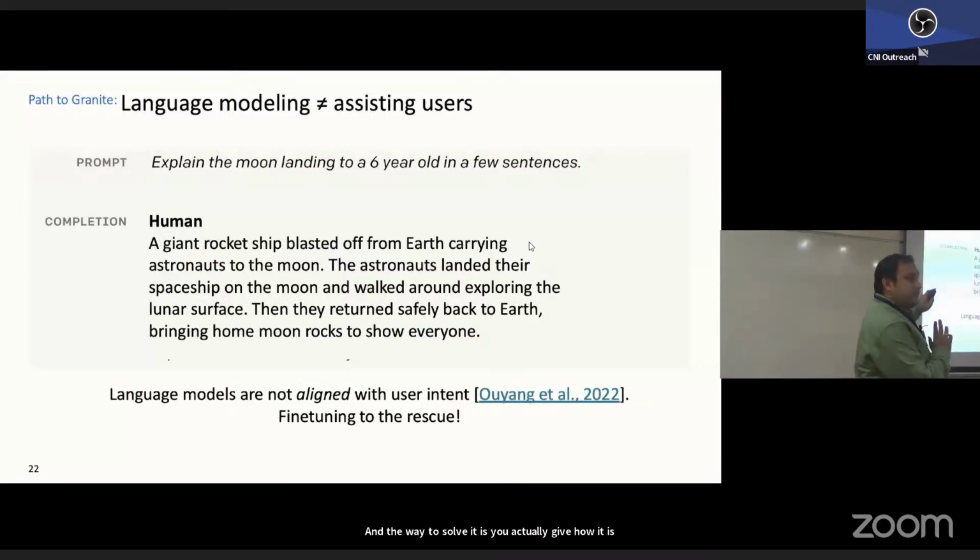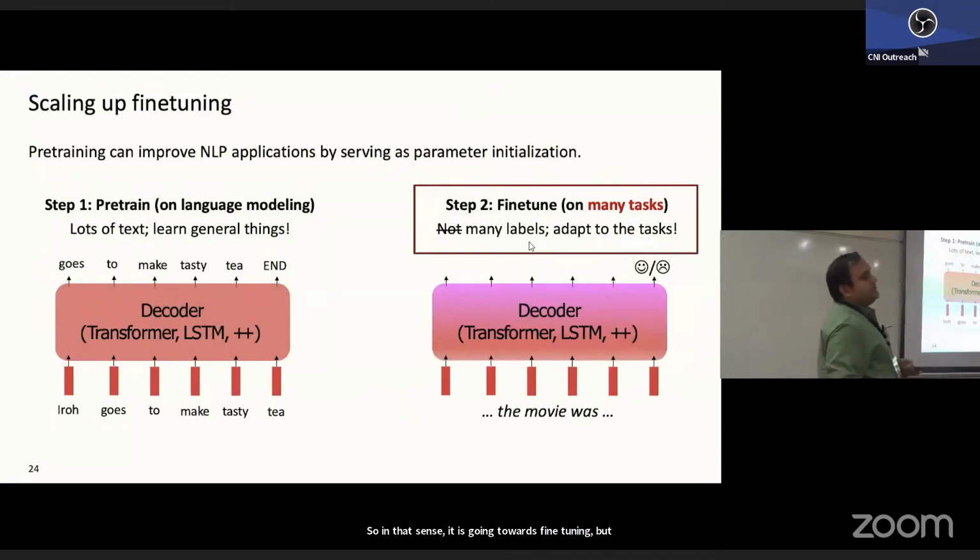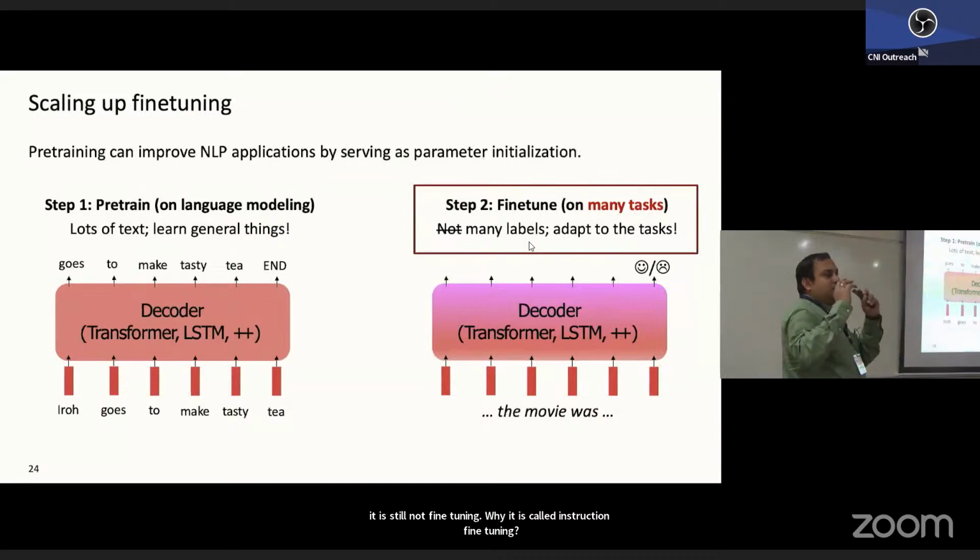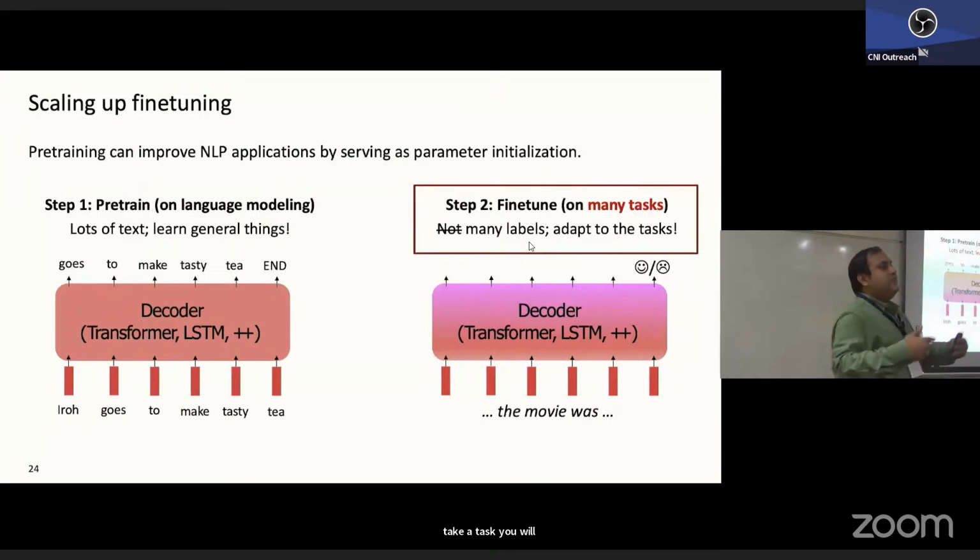So in that sense, it is going towards fine tuning, but it is still not fine tuning. Why is it called instruction fine tuning? The reason is, in traditional fine tuning, you take a task and give a lot of instances of that task so that it learns the task. Here, the idea is I don't have that much label data. I am actually going across the task.